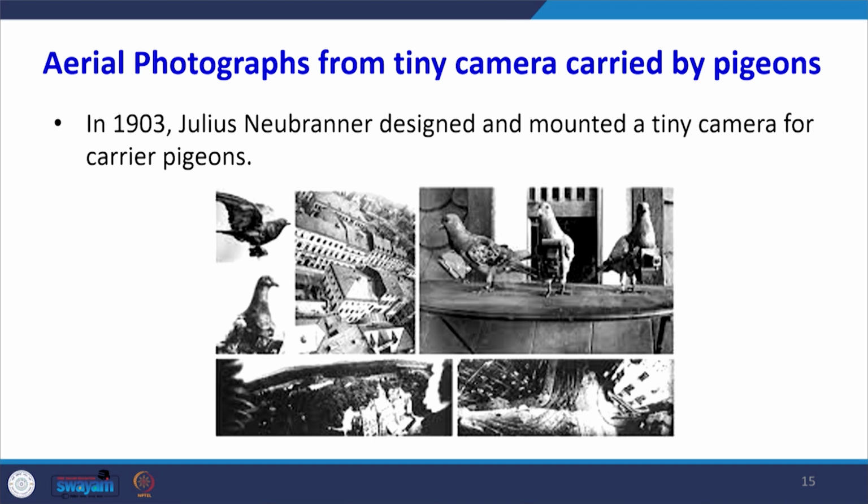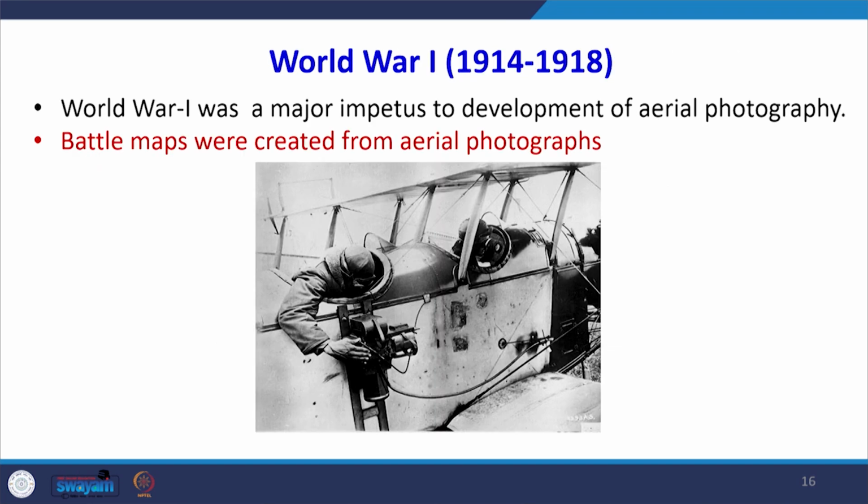Some scientists have explored in 1903, like Julius Neubronner designed and mounted a tiny camera for carrier pigeons. So pigeons were used. We have seen in the movies the pigeons were carrying the message from one place to another. So the pigeons were used actually to take the images of the ground, and a very tiny camera in the breast of the pigeon was fitted, and when the pigeon was flying, taking the images, and pigeons, those are very homely. They come back to the same place where they have started their journey, and then those photographs can be used to carry out the mapping.